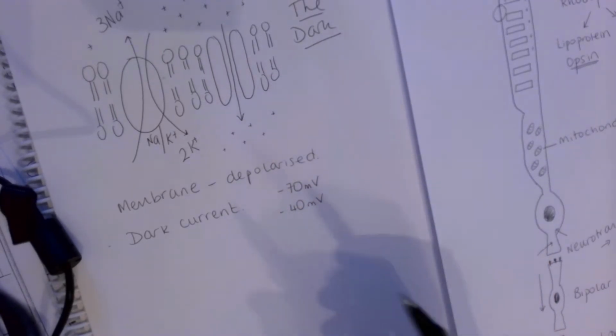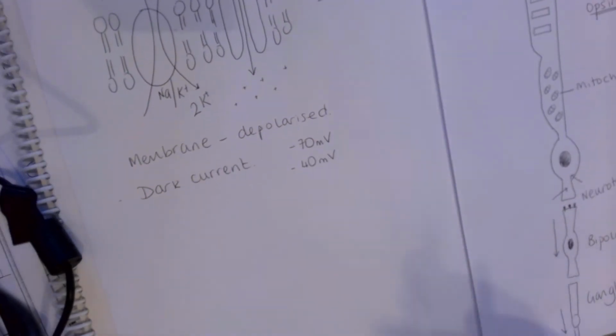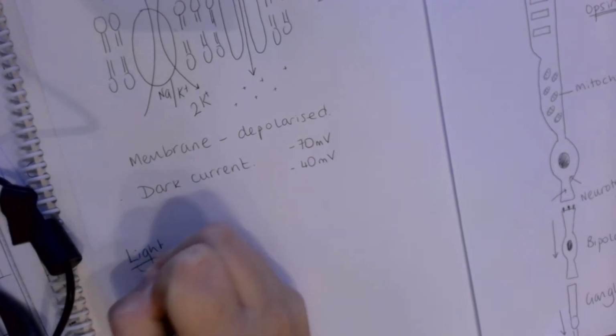action potential. What it is doing is passing the message down through that cell, and we are releasing a neurotransmitter, which is glutamate. And if you remember, glutamate we said was an inhibitory neurotransmitter. So let's have a look at the next issue then. So now we're going to talk about what happens in the light.